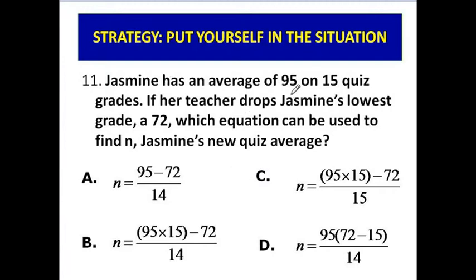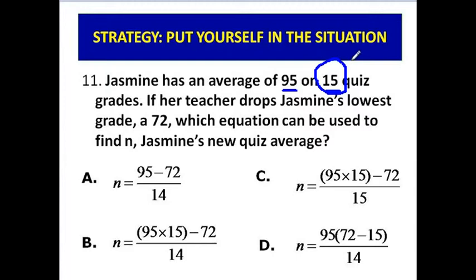Always read the question 3 times. Once to get the gist of what it's about, second to pick out the details, and the third time when you think you have an answer, read it one more time. Jasmine has an average of 95 on 15 quiz grades. If her teacher drops Jasmine's lowest grade, what's the new average? Well, if she's going to drop the lowest, doesn't it go from an average of 15 quizzes down to an average of 14 quizzes? So when she calculates the new average after dropping her lowest quiz score, we're going to be dividing by 14 and not 15.